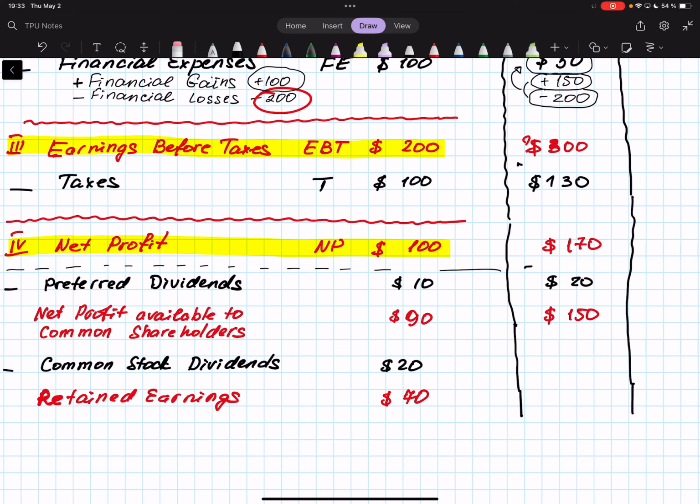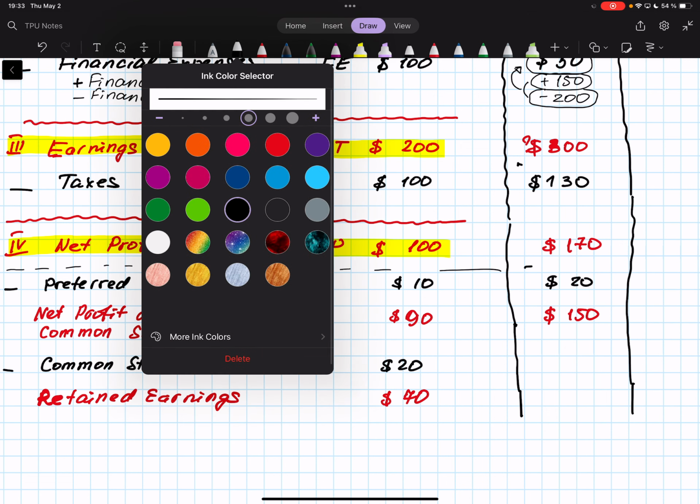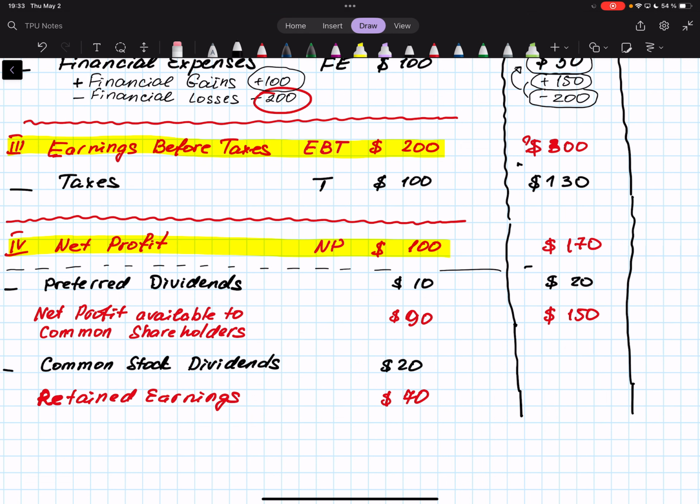Let's say that the common stock dividends are 30. Taxes and preferred dividends and common stock dividends, well, I just imagine, it's imagination and a little bit of experience.